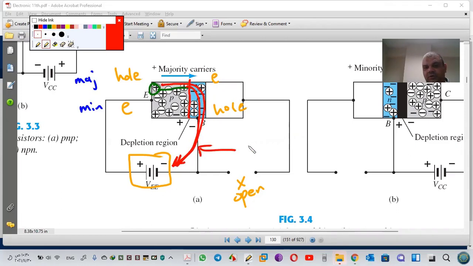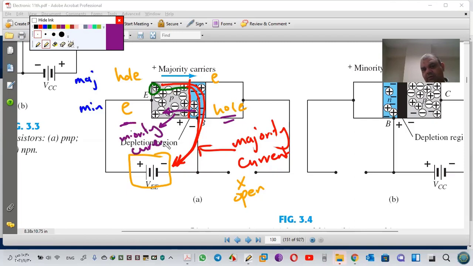This is called majority current or carriers. We also have small minority currents from here to here, but they are very small, so we can ignore them compared with the majority currents.